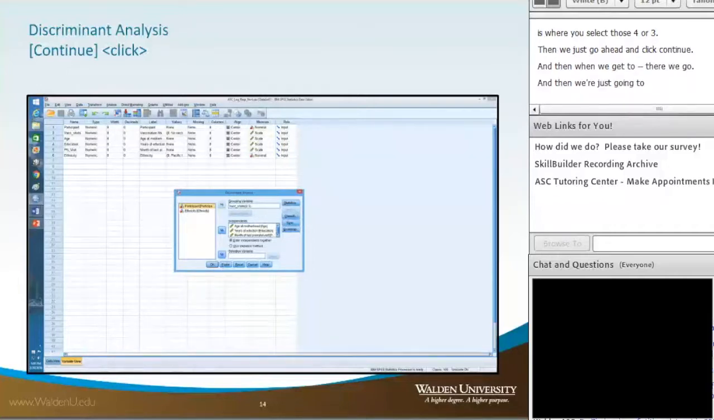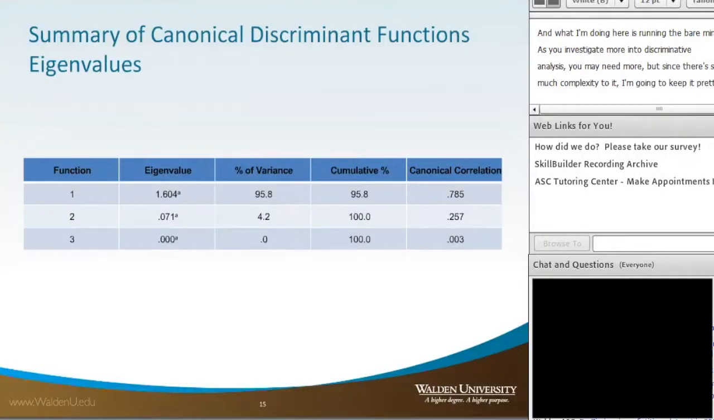At this point, I just want to make note that discriminant analysis in SPSS has many options, and what I'm doing here is running essentially the bare minimum. As you investigate more into discriminant analysis, you realize there are many options, and you may need some of that output that SPSS will put out to answer your research questions. Since there's so much complexity to it, I'm going to keep it pretty simple this morning. So we click OK, and then we start to get our output.